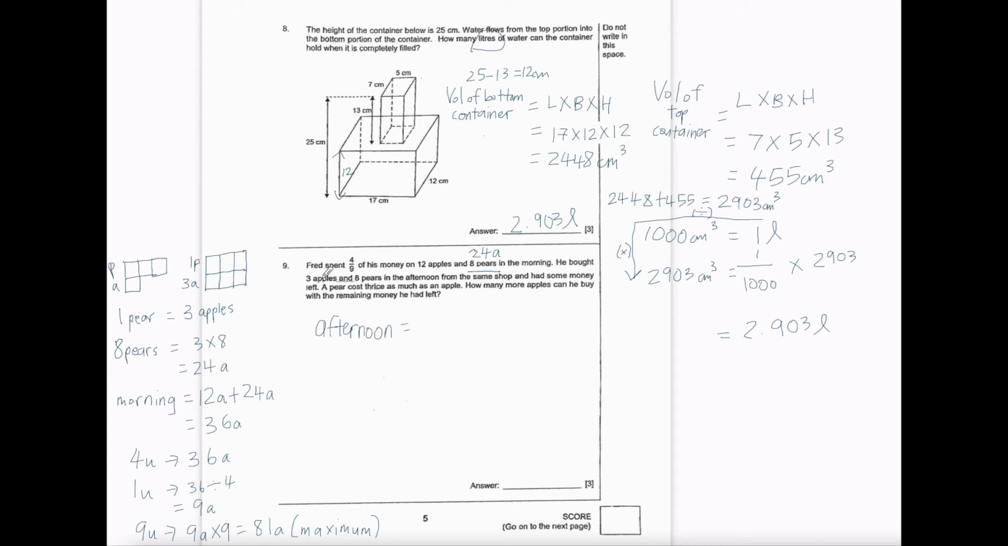Afternoon he had 3 apples and 8 pears. So same thing, 8 pears is 24 apples, so we have to take 3A plus 24A, which is 27A. Okay, so morning 36A, afternoon 27A. How many more apples can he buy with the remaining money he had? Maximum is 81A. So what we are doing now is just take 81, which is maximum, minus how much he already bought. Okay, a simple calculator typing will give you 18 apples. So my answer will just be 18 apples.